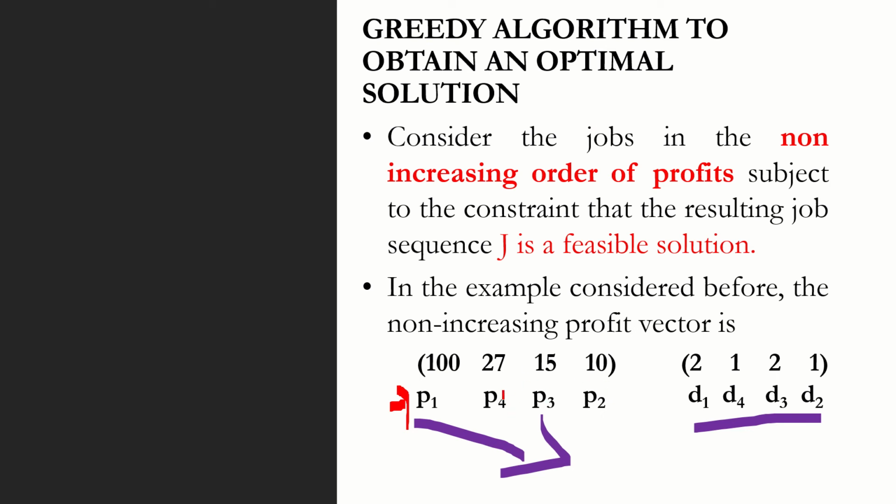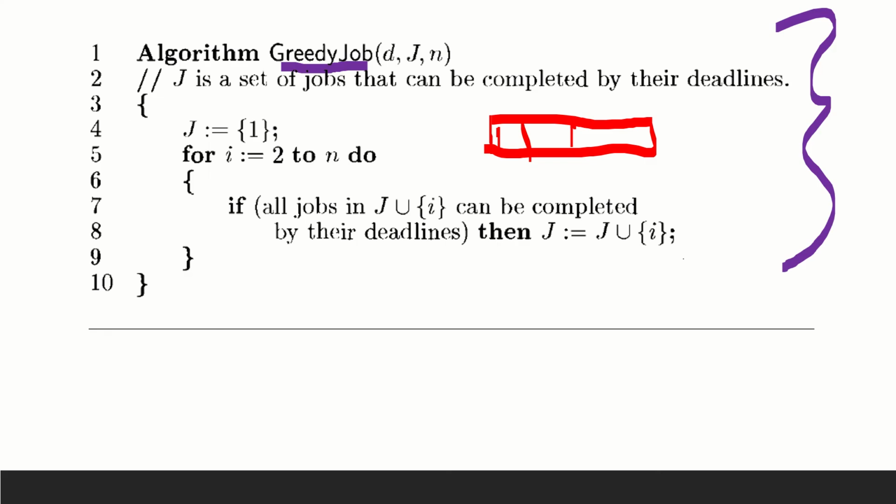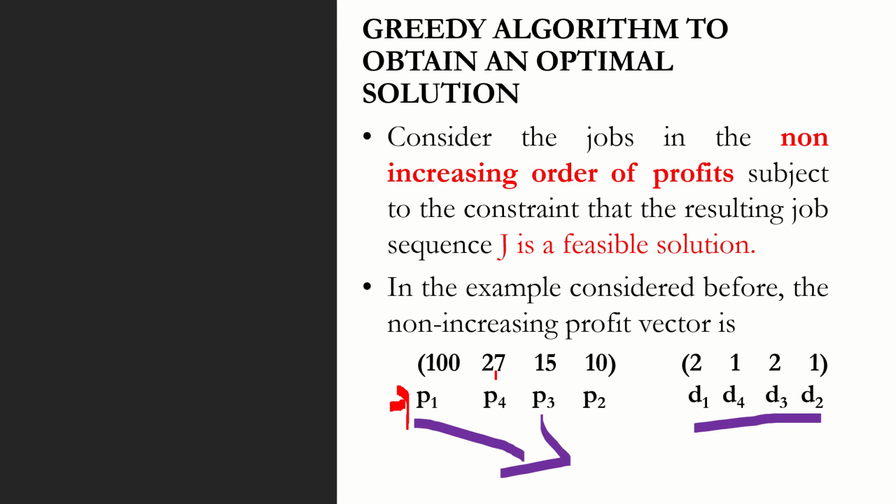So for i equal to 2 to n, we have to consider 3 jobs now: job 2, job 3 and job 4. Job 1 is already added, so we need not compute it again. Then you consider the second job from the list. The second job from the list is P4 with profit 27, and its corresponding deadline is 1.